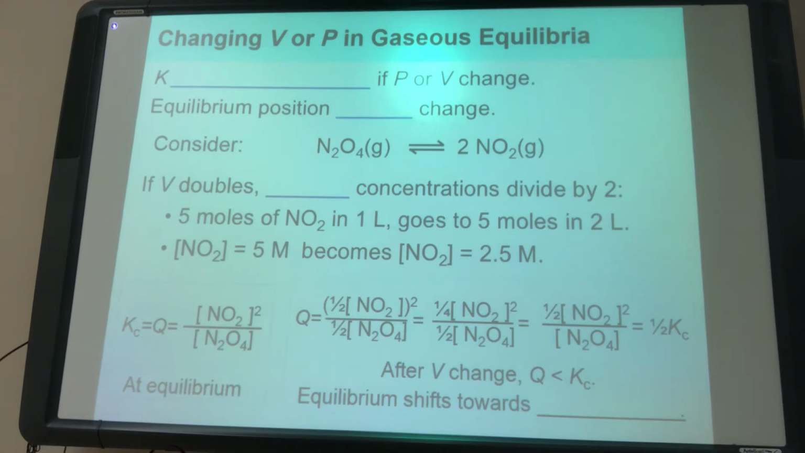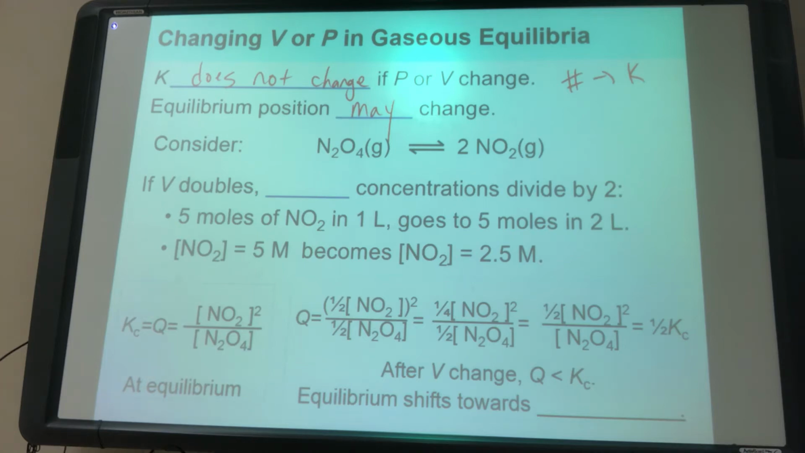So the K does not change if pressure or volume change. What that means is the number that I find for K, my mathematical number, doesn't change. So the number itself doesn't change. Okay? But the equilibrium position may change. So let's look at this. Let's consider this reaction. I've got N2O4 gas and it's going to 2NO2 gas either way.